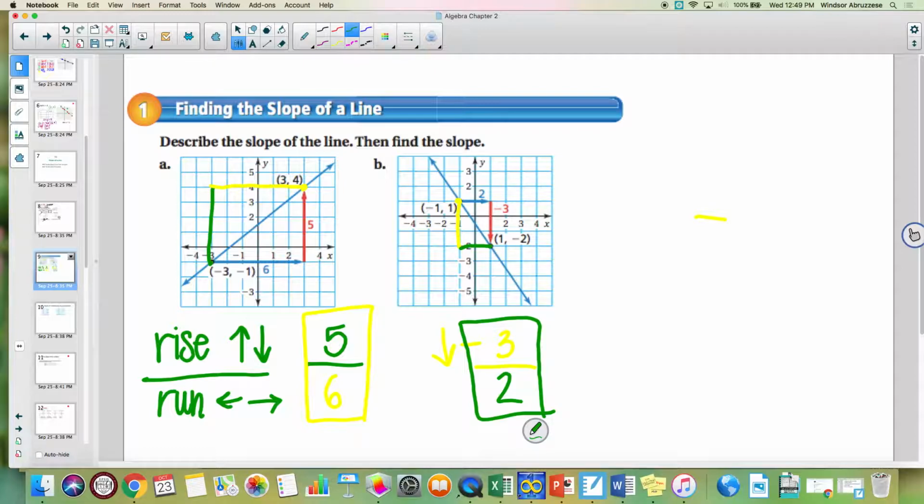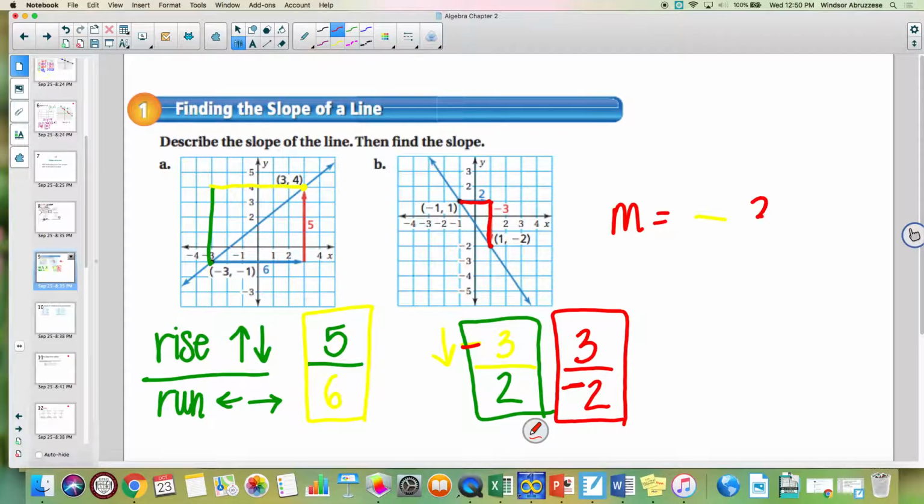But let's say I didn't go that way. Let's go the other way. I'm going to go from this coordinate, 1, -2, and I'm going to rise up. Positive. 1, 2, 3. Now I'm going to the left, which is negative. 1, 2, -2. You still get the same slope. It doesn't matter where the negative is. The negative can be in the numerator, the negative can be in the denominator. The fraction as a whole will still be negative. So my slope, or m, equals -3/2.